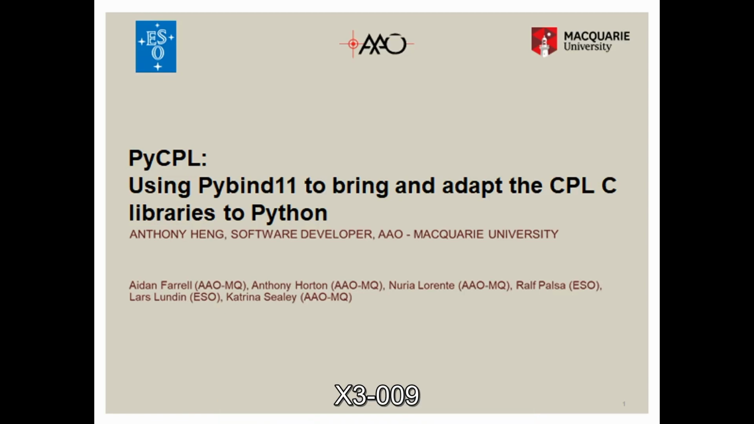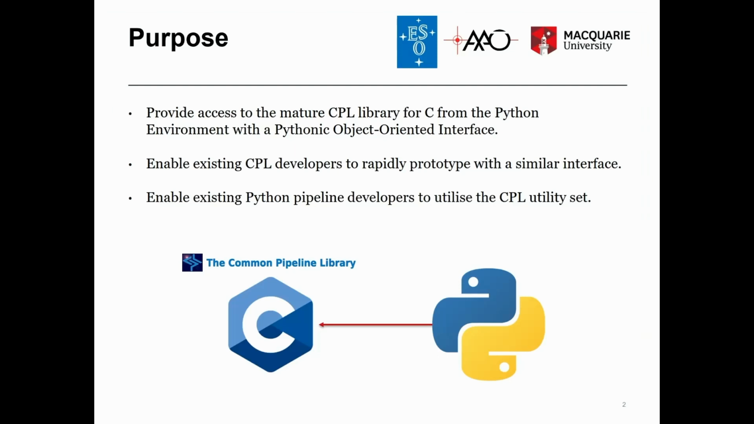My name is Anthony Hang. I am a software developer for the Australian Astronomical Optics, working with the European Southern Observatory to introduce the PyCPL project. The goal of this project is to provide access to ESO's common pipeline library within the Python environment.